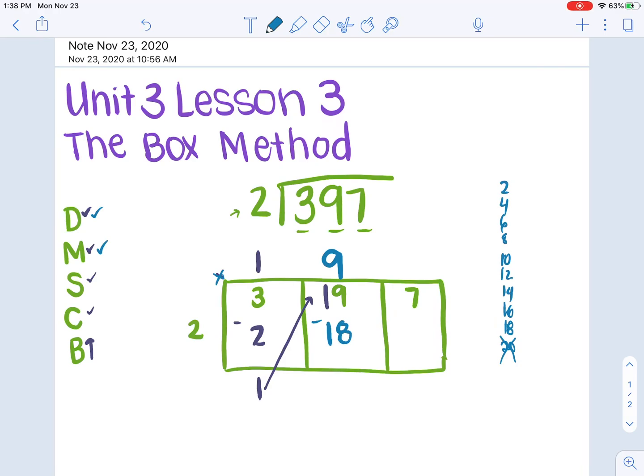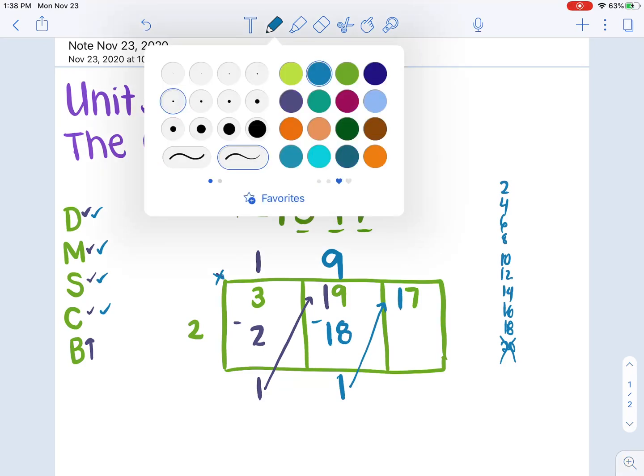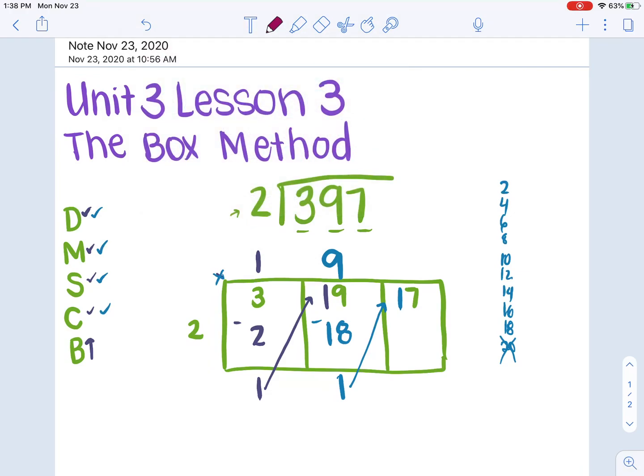Next, I'm going to subtract. 19 minus 18 is 1. Then I'm going to check. Is 1 smaller than 2? Yep, we're good to go. Now instead of bringing down, we're going to bring up. My 7 becomes a 17. Then we're going to start the process over again. How many times does 2 go into 17 without going over?